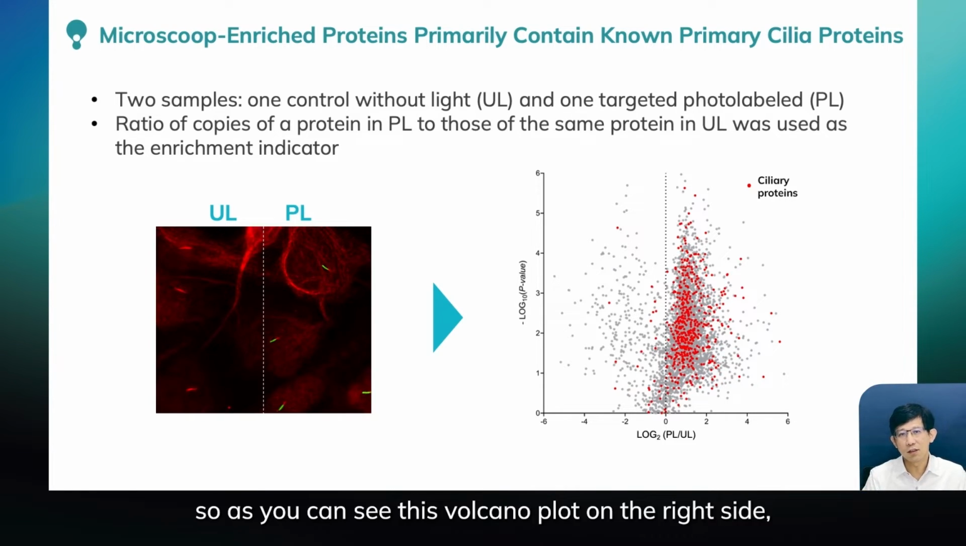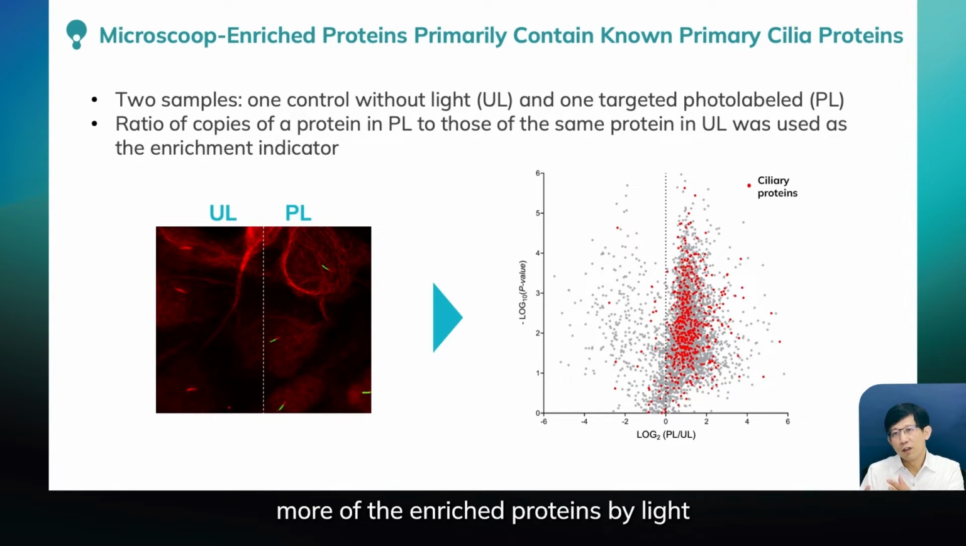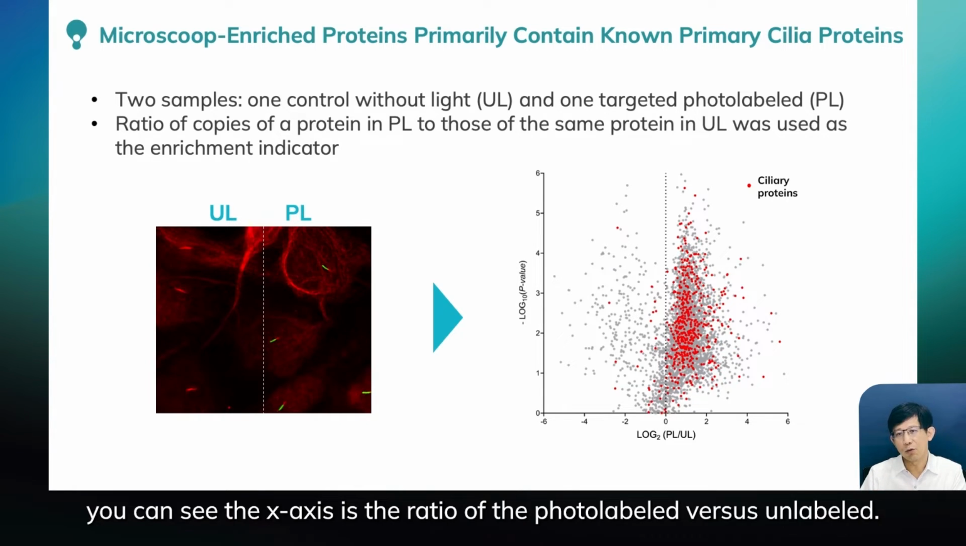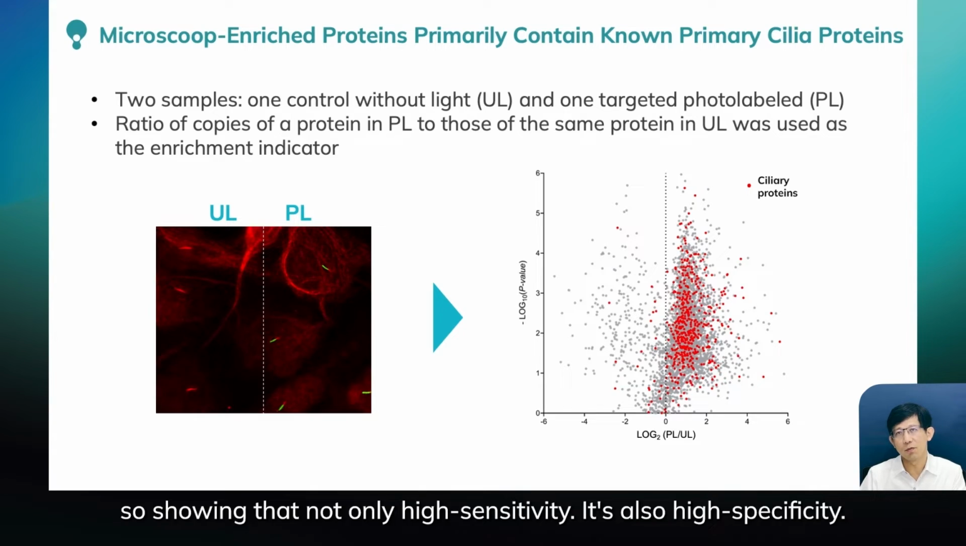So as you can see, this volcano plot on the right side, more of the enriched proteins by light. You can see the x-axis is the ratio of the photo label versus unlabeled. Most of the cilia protein is situated on this right side. So showing that not only high sensitivity, it's also high specificity.